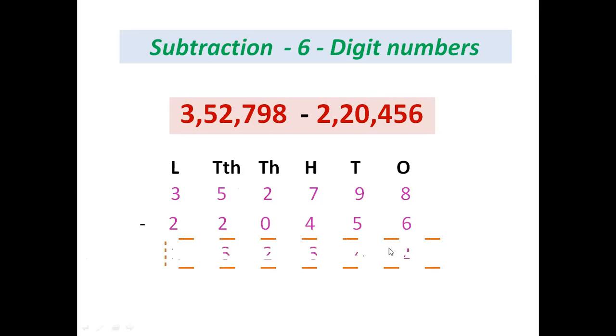No borrowing. 8 minus 6, 2. 9 minus 5, 4. You also do the calculation with me. 7 minus 4, 3. 2 minus 0, 2. 5 minus 2, 3. And 3 minus 2, 1. So the difference of these two numbers is 1,32,342. And you can see here there is no borrowing.